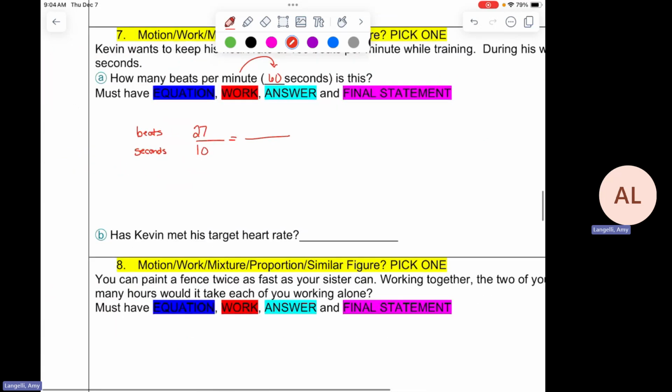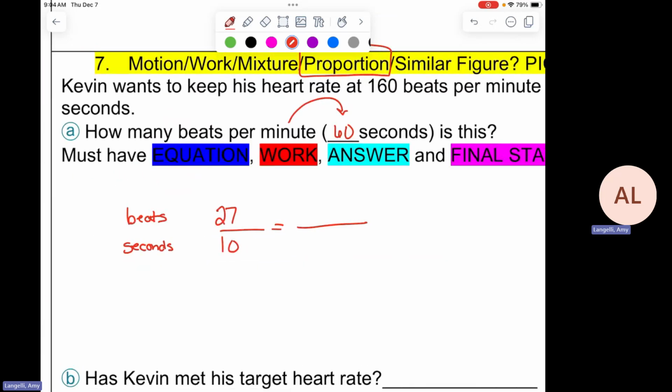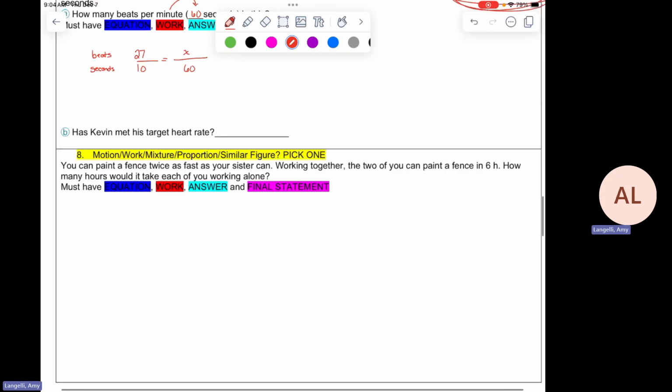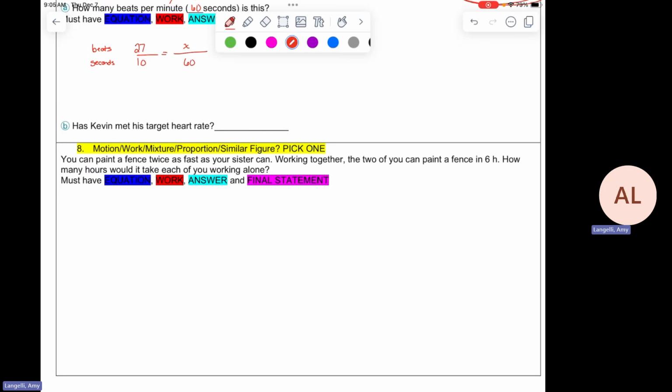Okay. What do you guys think then about that 60 seconds? Where should that go? Yes. Which would make this our unknown. And then now we have a rational expression that, without even knowing it in algebra 1, you were doing. Rational expressions.